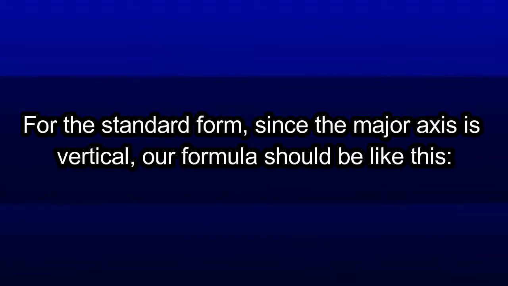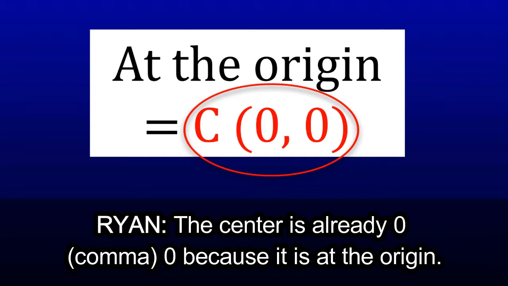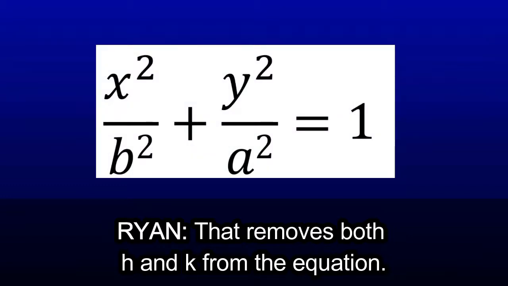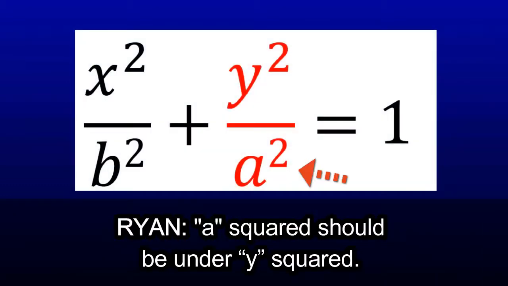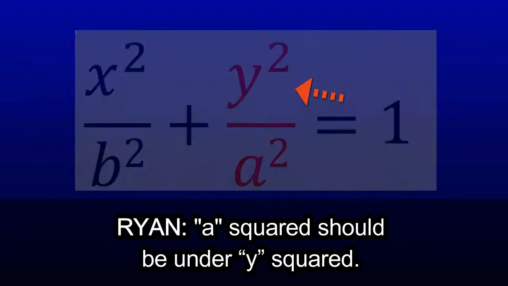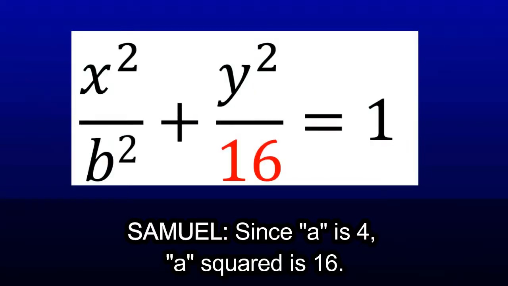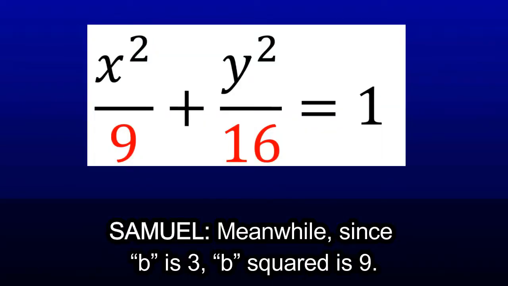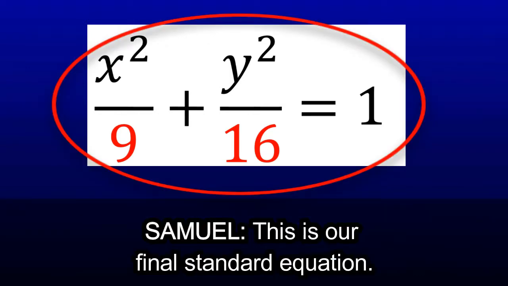For the standard form, since the major axis is vertical, our formula should be like this. The center is already 0, 0 because it is at the origin. That removes both H and K from the equation. A squared should be under Y squared. Since A is 4, A squared is 16. Meanwhile, since B is 3, B squared is 9. This is our final standard equation.